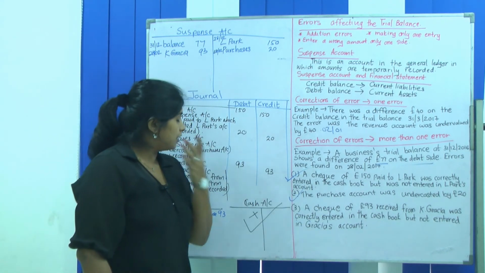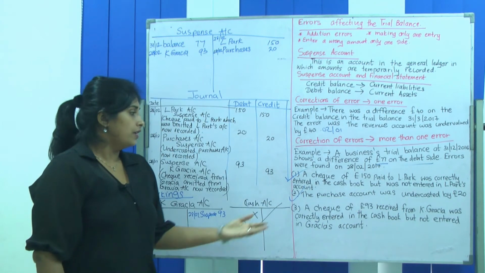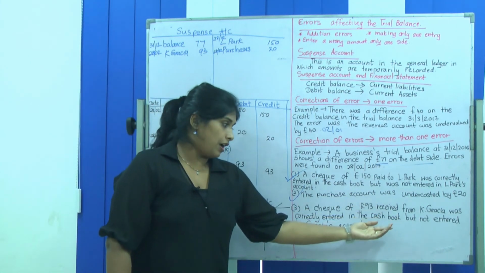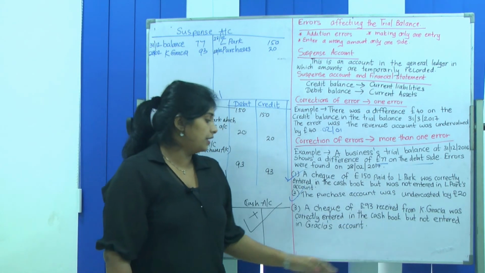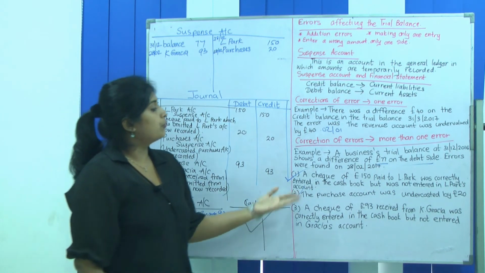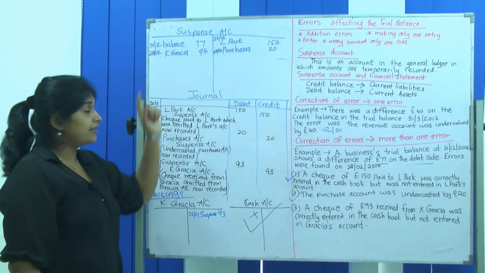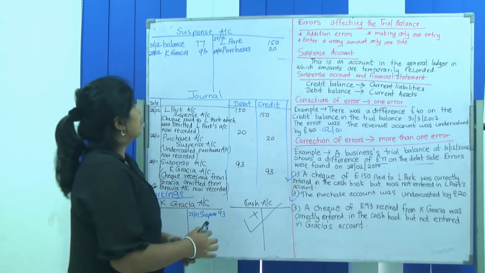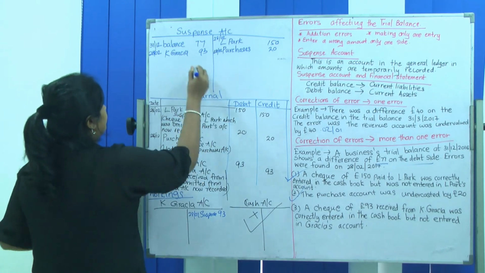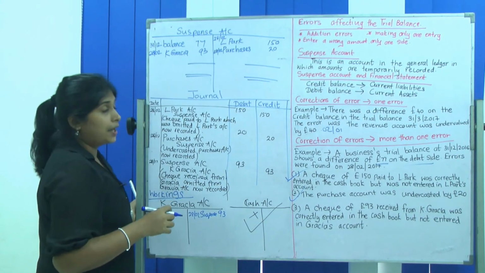And the last error was found on Krashia's account. You received a check from Krashia, but you recorded it correctly in the cash book and did not enter it in Krashia's account. So to correct the error, you have to debit the suspense account and credit Krashia's account. Now finally, what you can see, as I told you earlier, is that suspense is a temporary account.